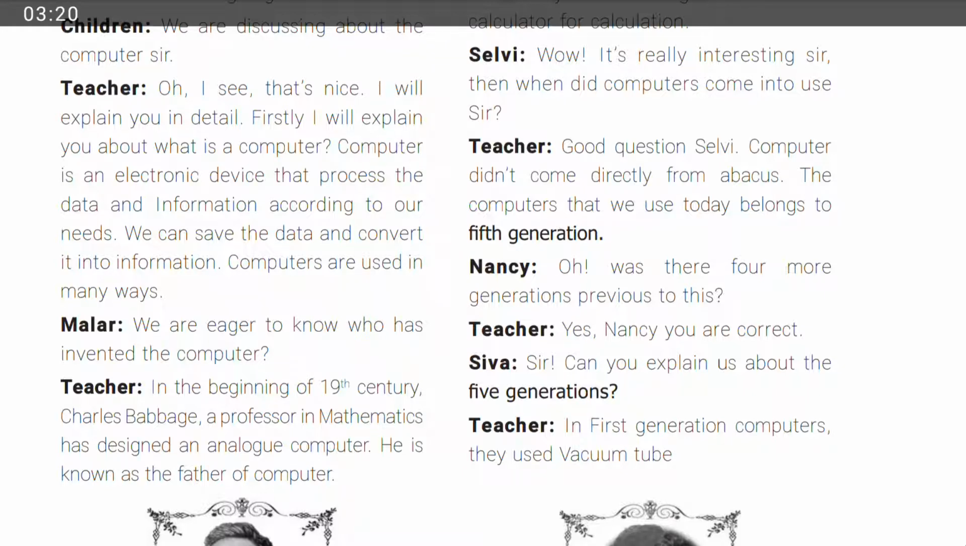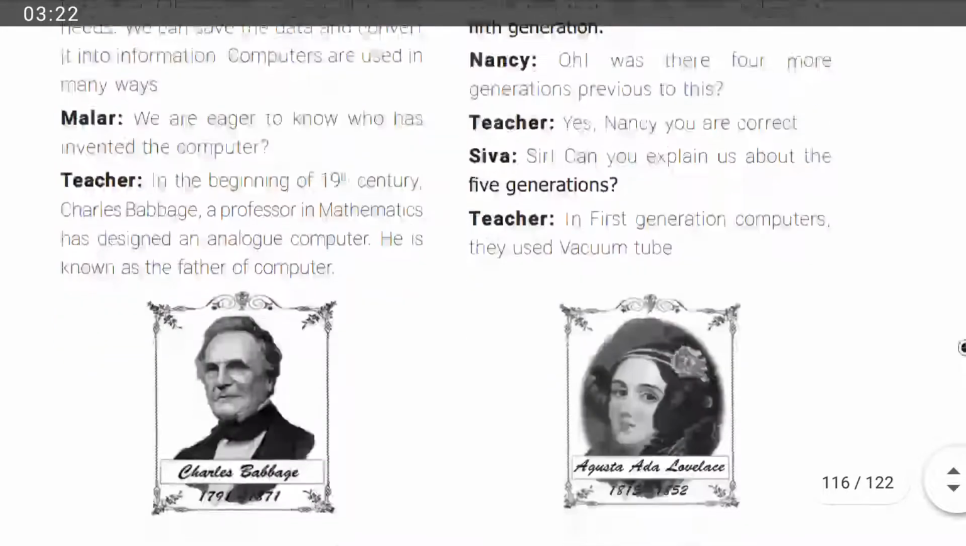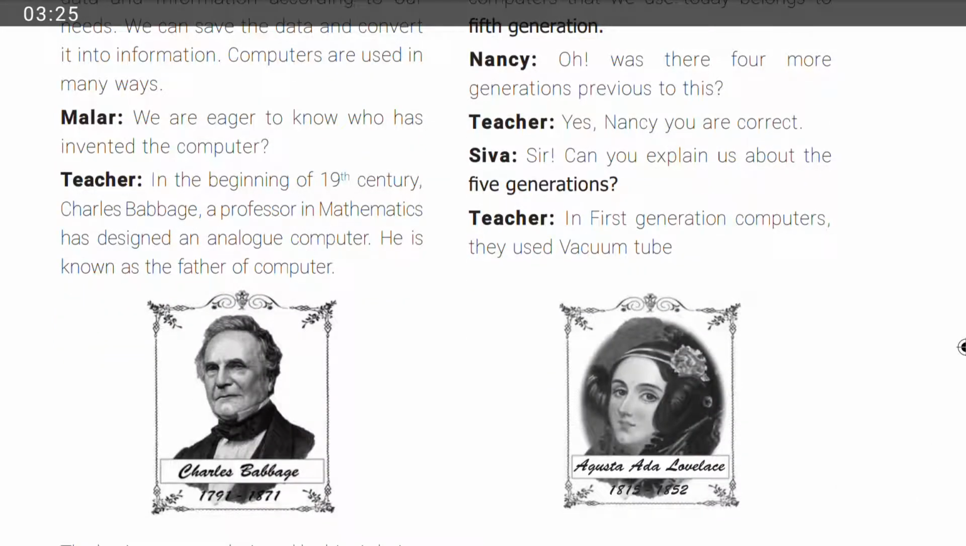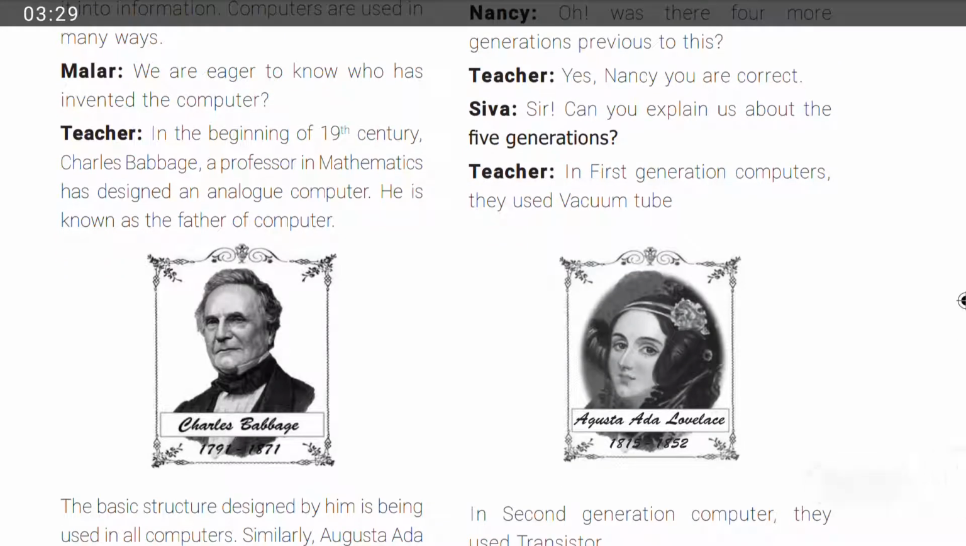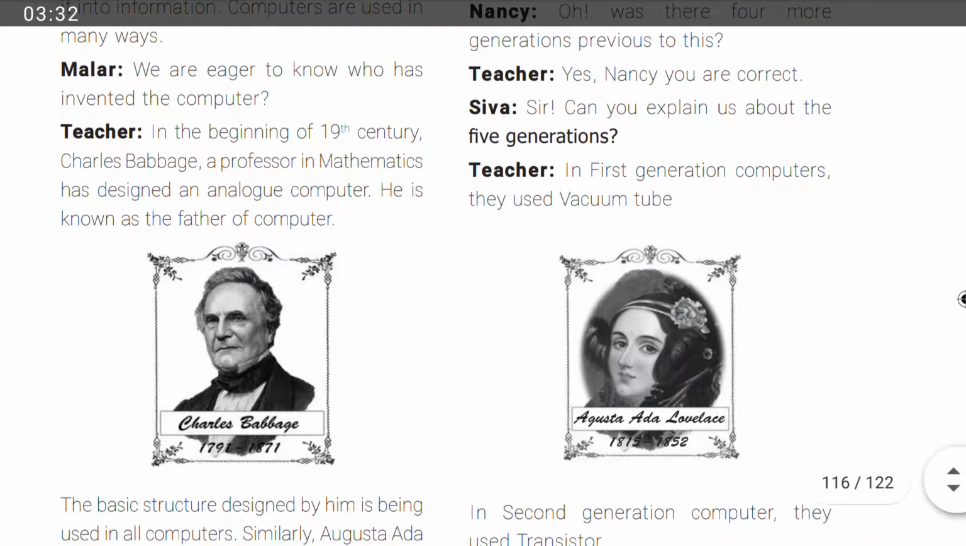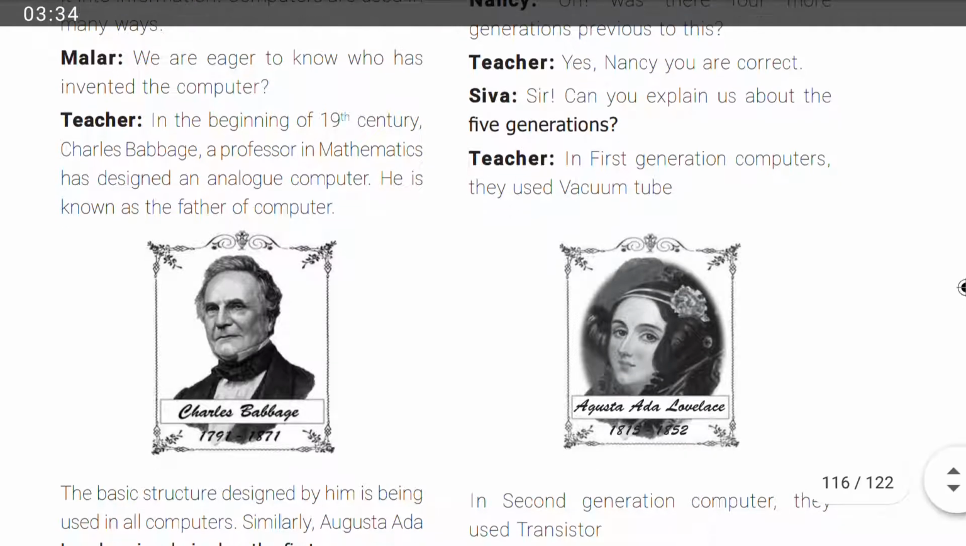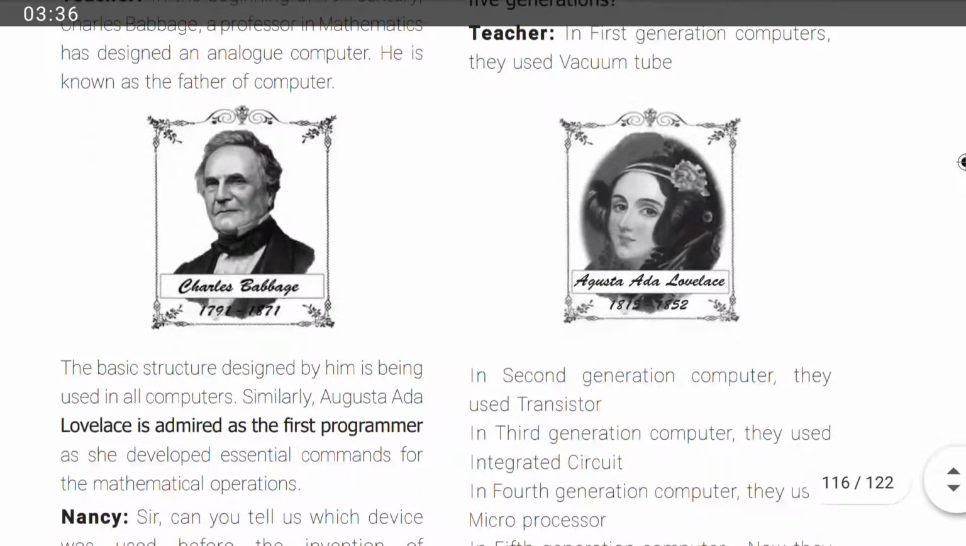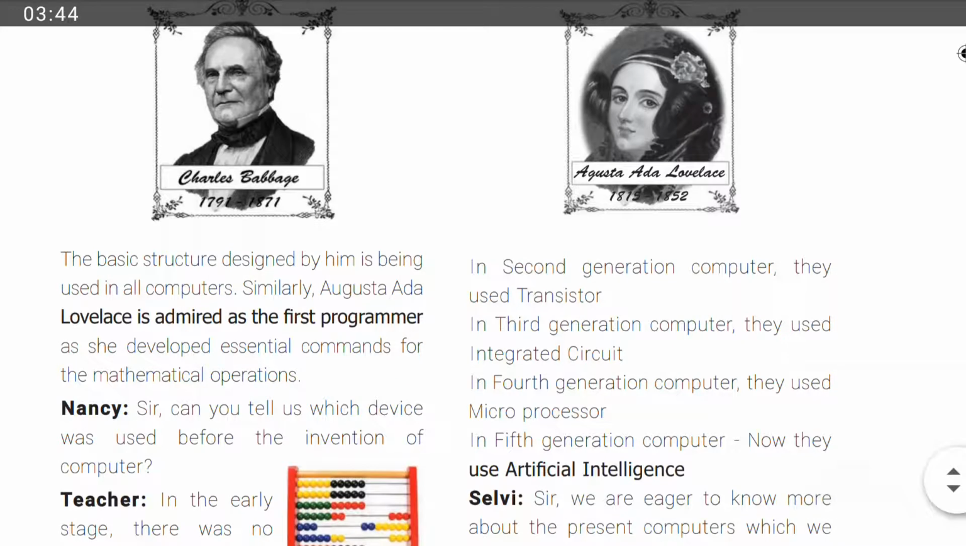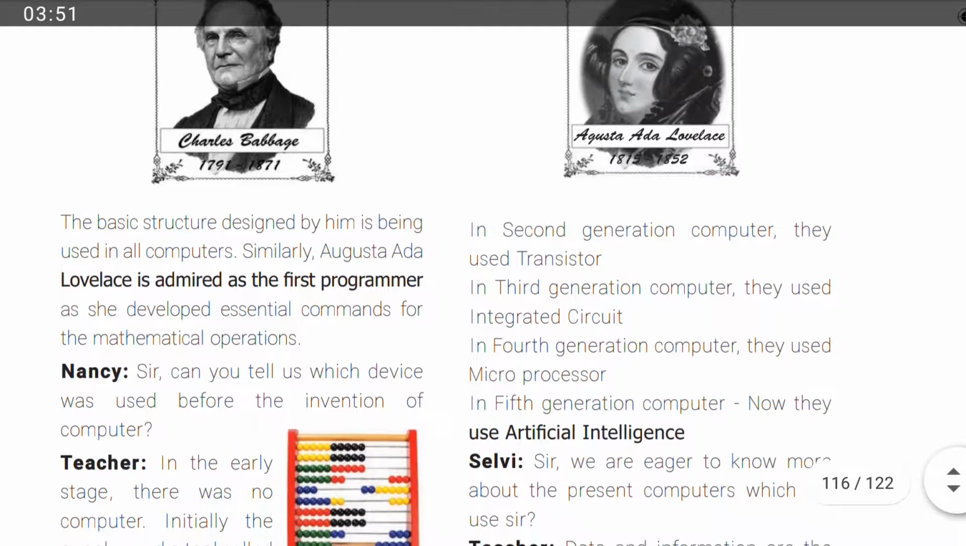This explains about the 5th generation. The 1st generation computers used vacuum tubes. The 2nd generation computers used transistors. The 3rd generation computers used integrated circuits. The 4th generation computers used microprocessors. The 5th generation computers use artificial intelligence.